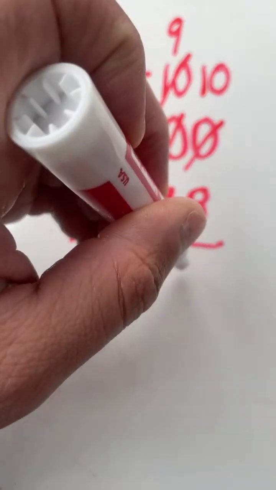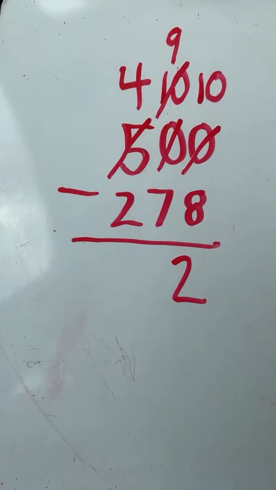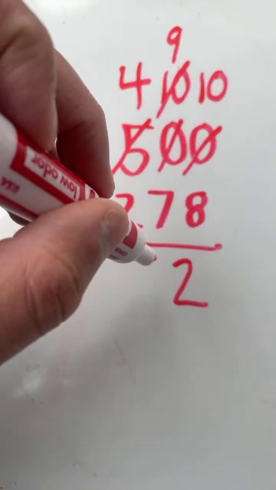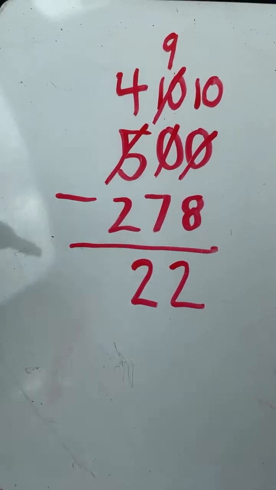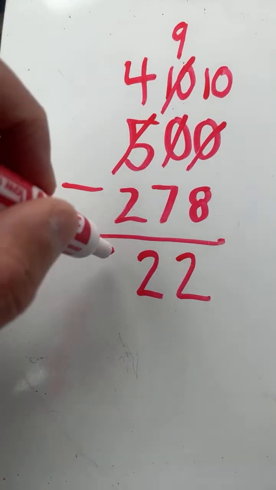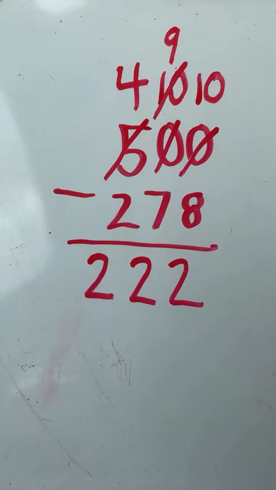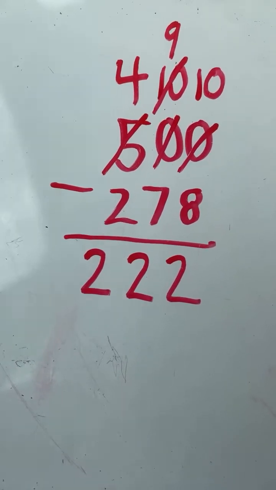10 minus 8 equals 2. 9 minus 7 equals 2. 4 minus 2 also equals 2. And we have our final answer. 500 minus 278 equals 222.